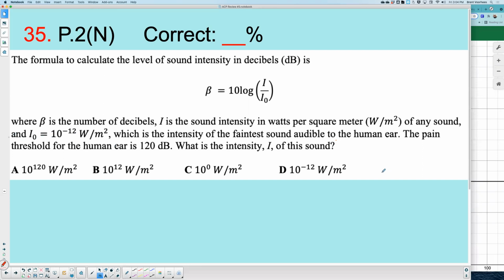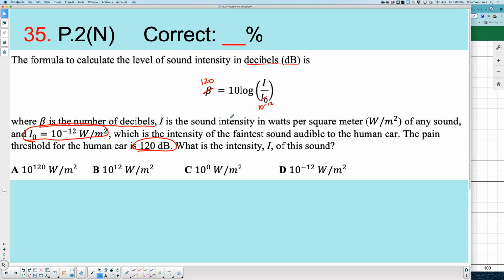Okay, the question is, what is the pain threshold of the ear? The pain threshold for the human ear is 120 decibels. Now that's the dB, and if you remember from up here, decibels is the B. So that means right here we have 120. It says, what's the intensity I of this sound given I0 right here, or the initial I? So this would be 10 to the power of -12.